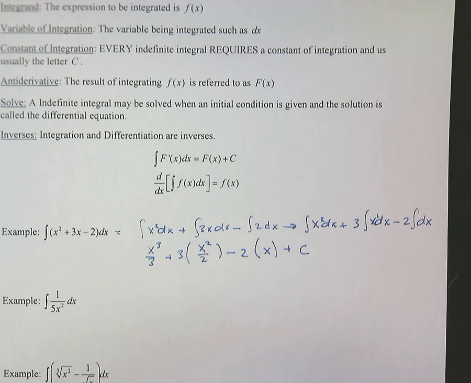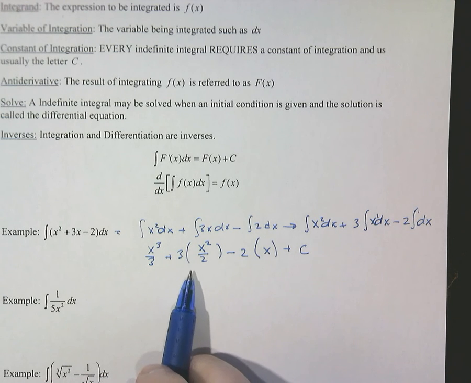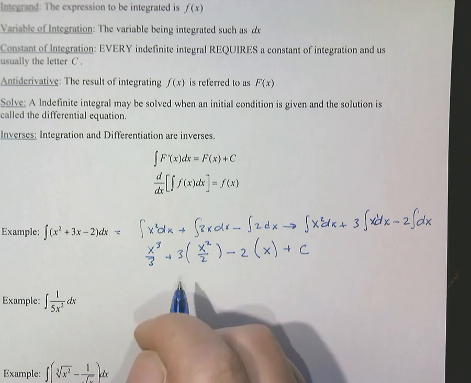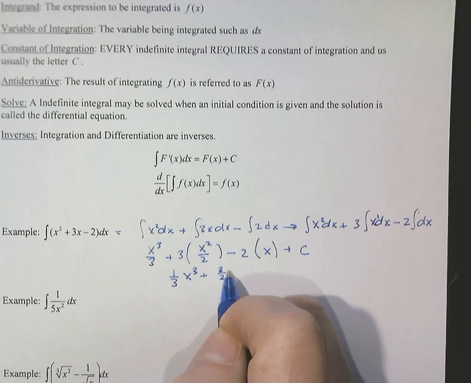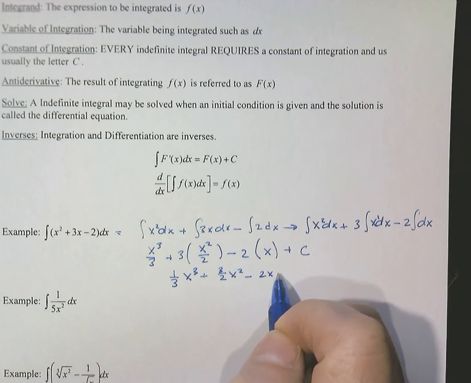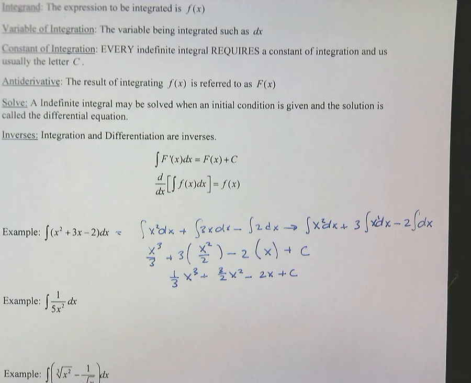Do not wait till the end and put the c in at the end. Get in the habit of doing it right as you go along. And this is an acceptable answer. I prefer myself to write 1/3 x cubed plus 3 halves x squared minus 2x plus c.